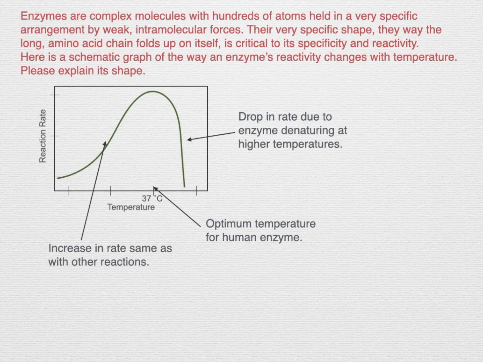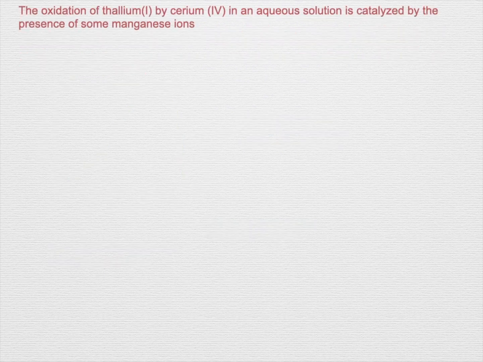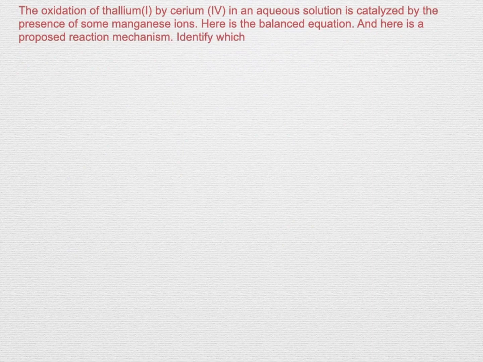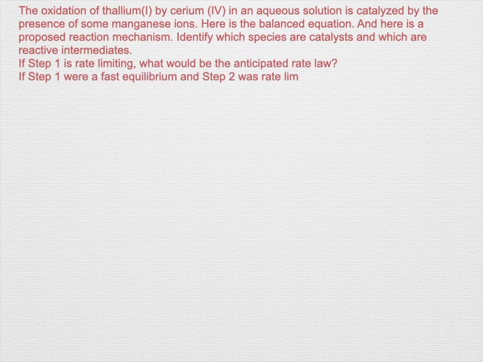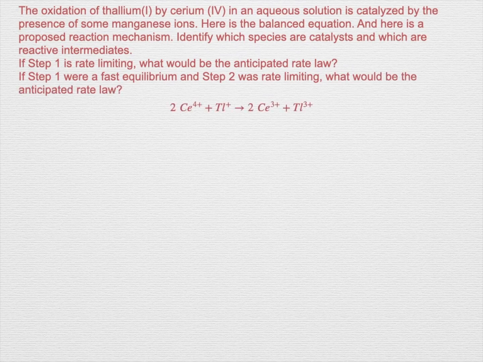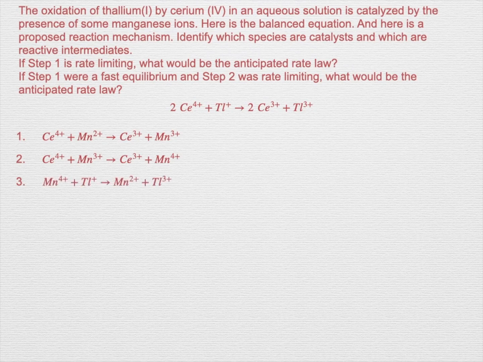Now here's one last catalysis question. The oxidation of thallium-1 by cerium-4 in an aqueous solution is catalyzed by the presence of some manganese ions. Here's the balanced equation, and here's a proposed reaction mechanism. Identify which species are catalysts and which are reactive intermediates. If step 1 is rate limiting, what would be the anticipated rate law? If step 1 were fast equilibrium and step 2 was rate limiting, what then would be the anticipated rate law?